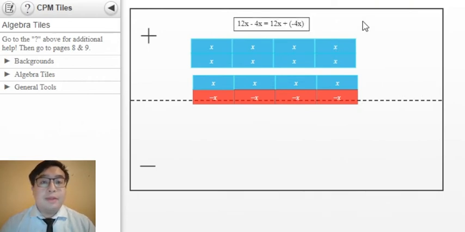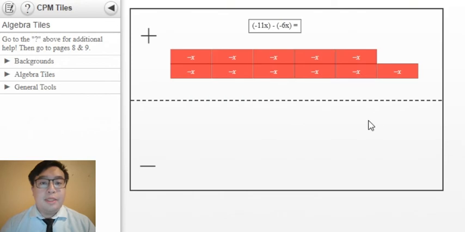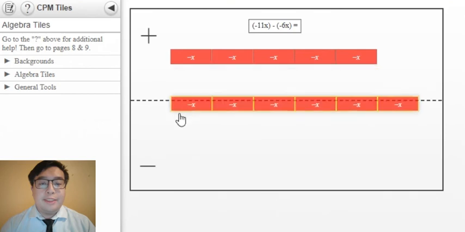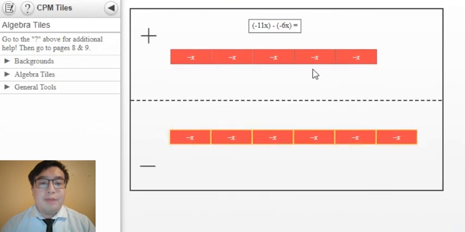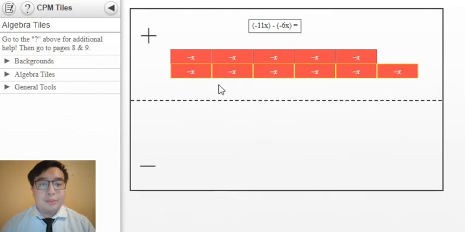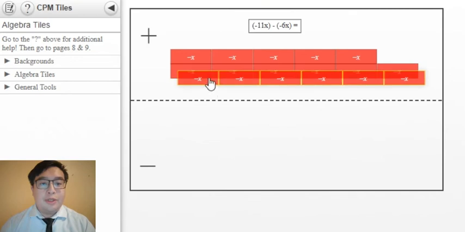Right. Our next example. Here I have negative 11x take away negative 6x. So starting with negative 11x's, I can think of this as I want to get rid of 6 of these x's. So if I get rid of them, I will have an answer of negative 5x. But what would be another way of getting rid of these? So instead of just taking those away, I could introduce their opposites.